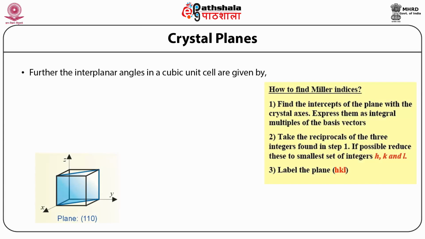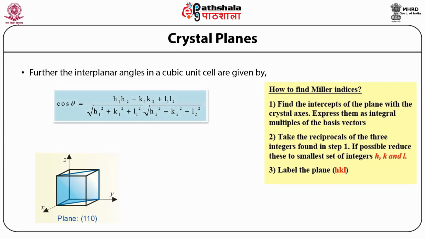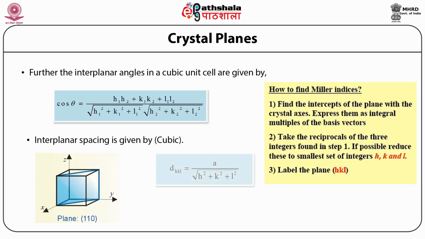Further, the interplanar angles in a cubic unit cell are given by cos theta is equal to (h1 h2 plus k1 k2 plus l1 l2) divided by the square root of (h1 square plus k1 square plus l1 square), similarly multiplied by the square root of (h2 square plus k2 square plus l2 square), whereas interplanar spacing is given by d_hkl is equal to a divided by the square root of (h square plus k square plus l square).